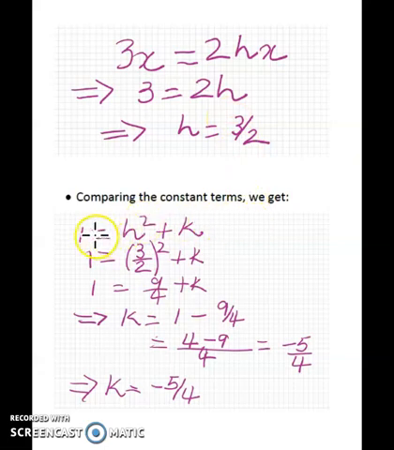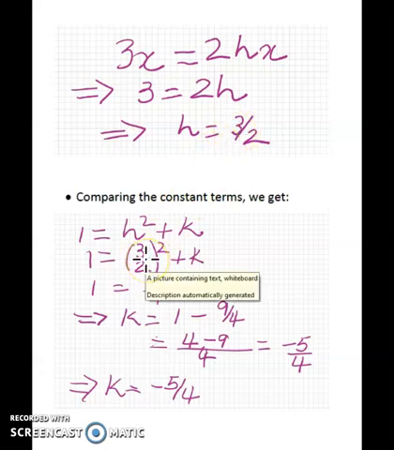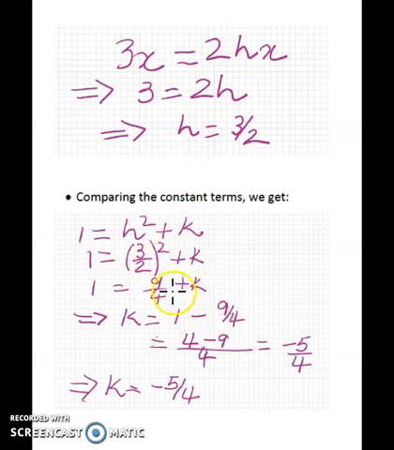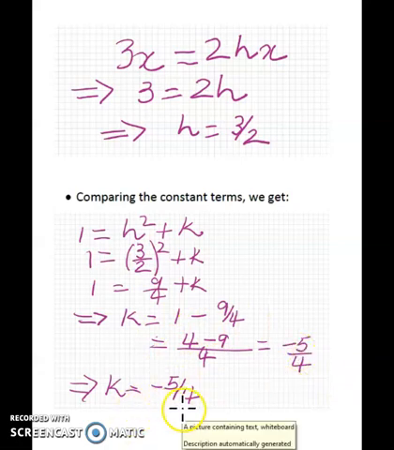Alright, compare the constant term. That is the one term of h squared plus k. We already know the value of h, so substitute inside here. Then 9 on 4. Make k the subject of the formula, and you get negative 5 on 4. So k is equal to negative 5 on 4.